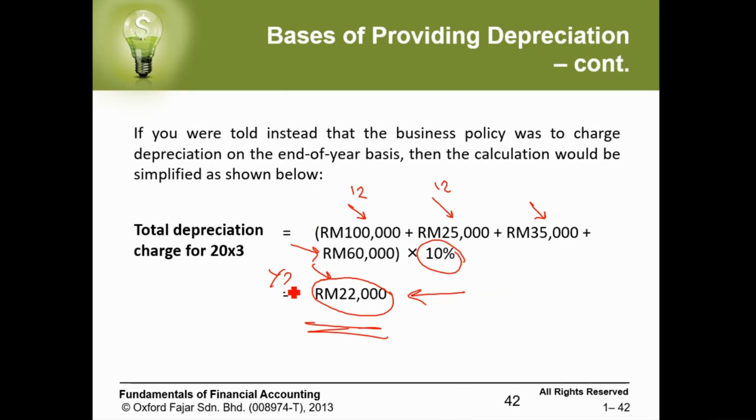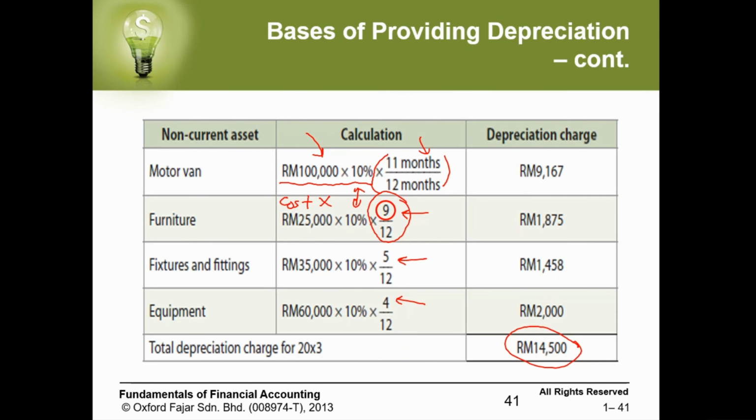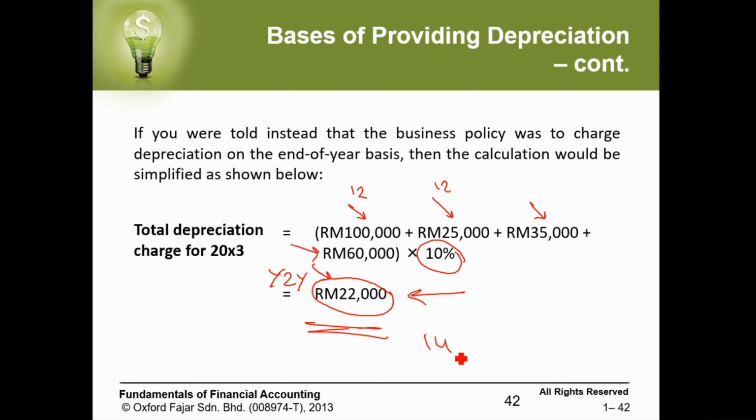Actually, this one is the year-to-year basis, and the month-to-month is 14,500. You see how much difference there is between the two numbers when we take year to year or month to month.